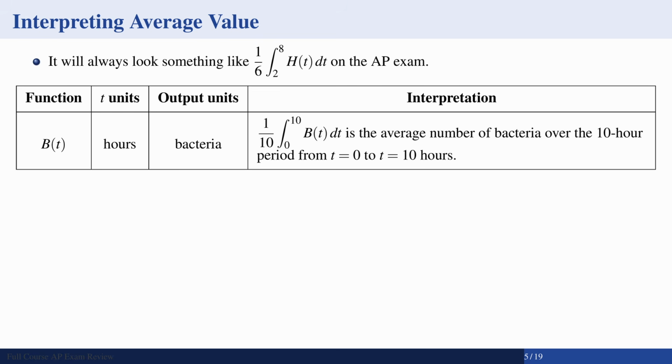So if b of t is our function, the units of t are hours, the output is bacteria. What we would have as our interpretation then is 1/10 the integral from 0 to 10 of b of t dt is the average number, because that's what the integral represents, of bacteria, that's the units of b of t, over the 10-hour period, because we're going from t equals 0 to t equals 10 hours. So we want to hit all of the units, we want to explain what that integral represents, and we just want to pull it all together.